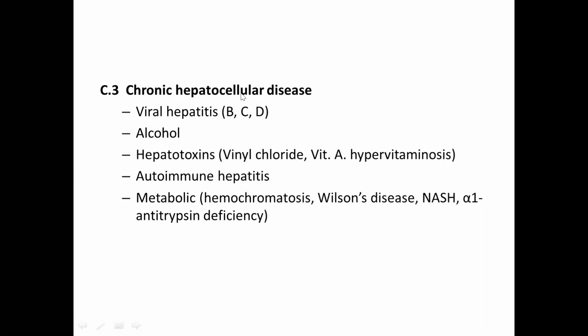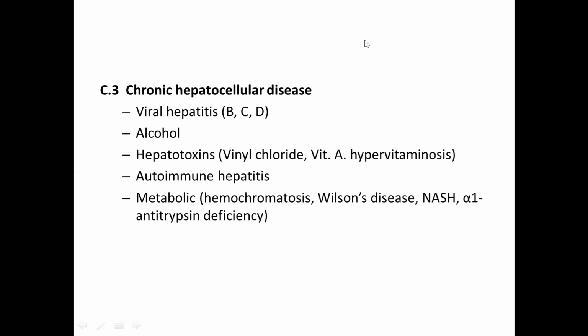Then chronic hepatocellular disease. So on the first side we have seen acute. So in chronic, again viral hepatitis, mostly B, C, and D. Alcohol consumption, hepatotoxins, which includes vinyl chloride. This vinyl chloride is basically a colorless inflammable gas which is used to make various products like PVC pipes, wires, and plastic kitchenware. So whenever there is inhalation of this vinyl chloride, it will cause hepatic injury or hepatocyte injury. So that will again lead to hyperbilirubinemia.